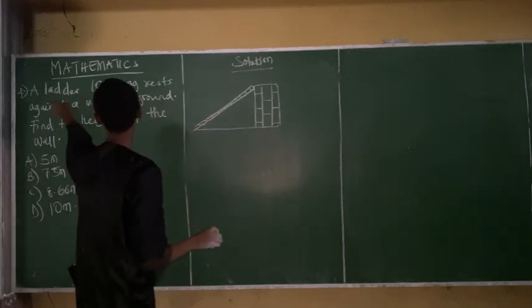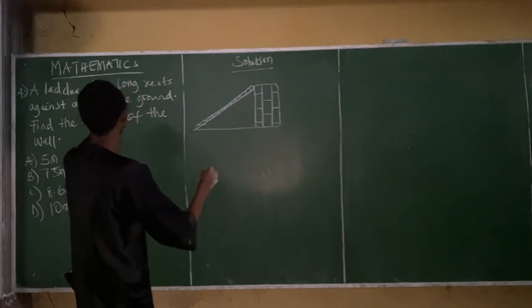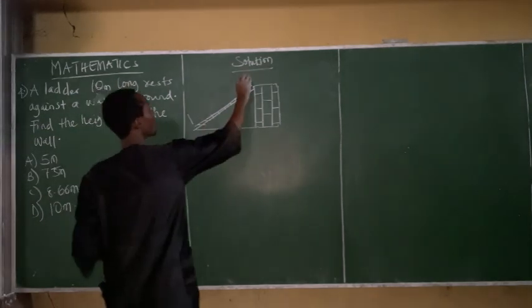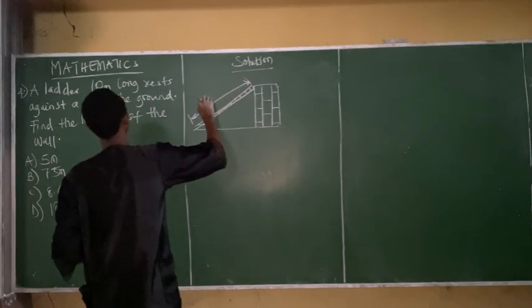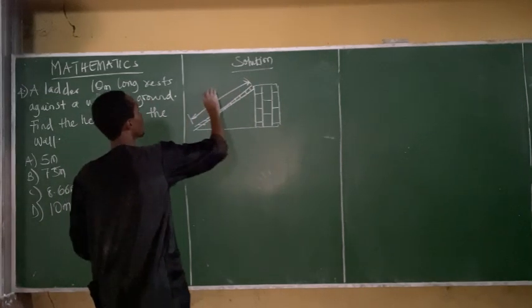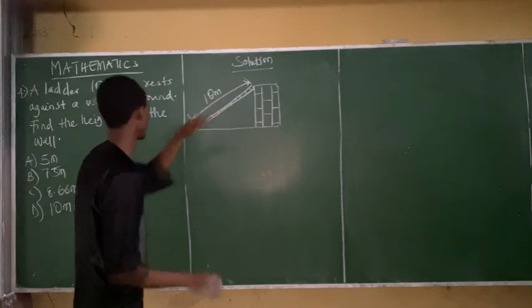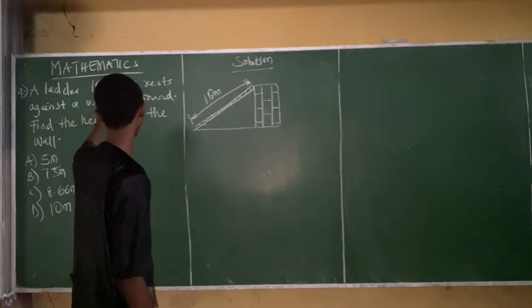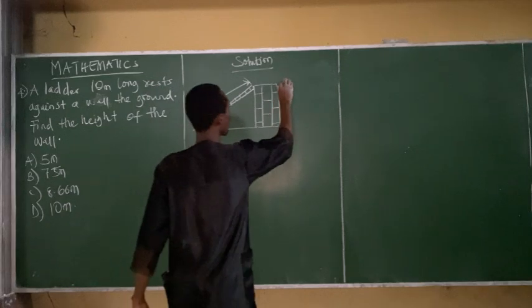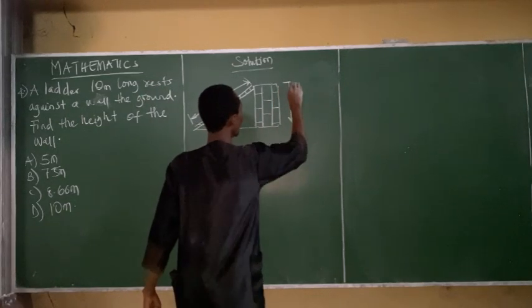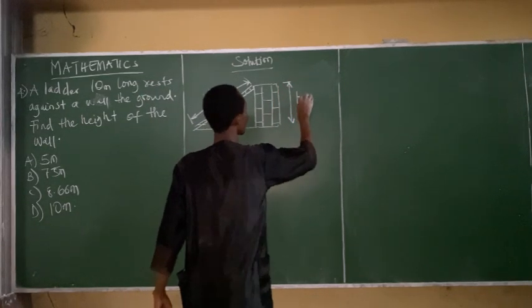They said the ladder is how many meters long? 10 meters long. So let's assume from here to here is the length of the ladder, 10 meters. They say it rests on the wall against the ground. They say find the height of the wall. This is the wall, right? We don't know the height of the wall, so the height is unknown.